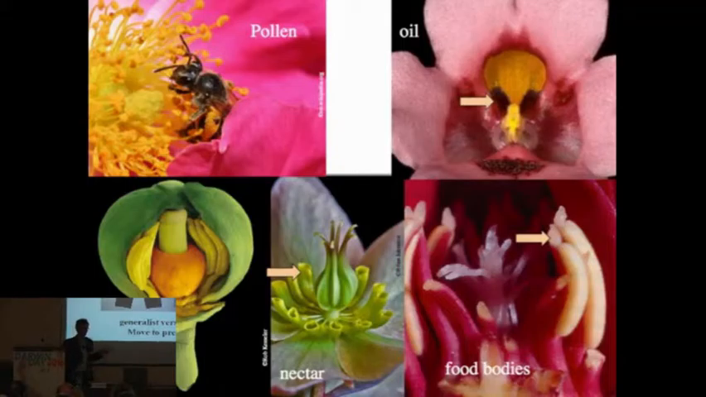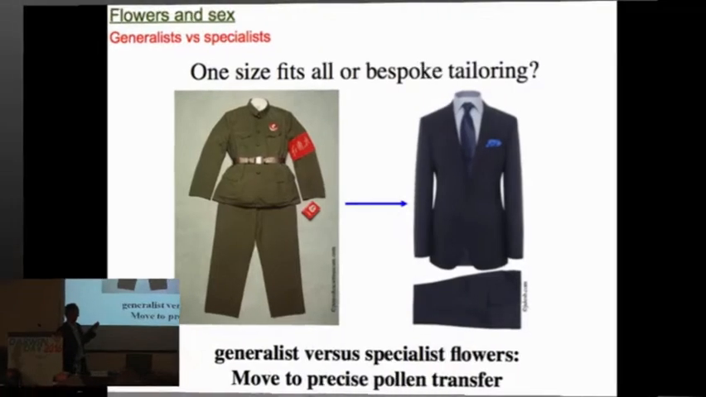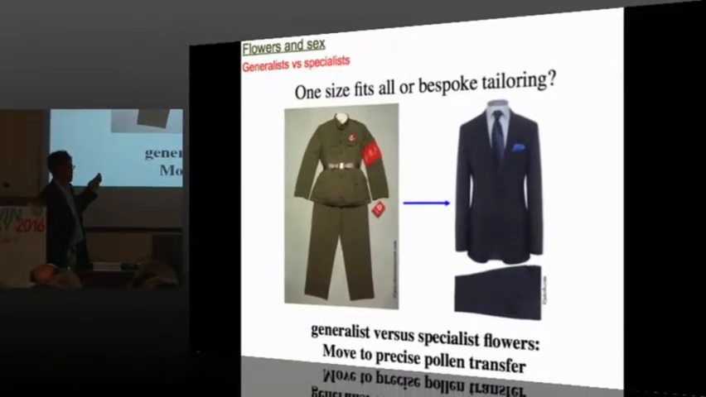Now, in flowers, we have, in fact, two kinds of strategies. We have a strategy where the flower produces the same kind of clothing for everybody. Or we have flowers that are more specific, that produce specific tailored clothing for specific pollinators. So we can speak of generalist versus specialist flowers.